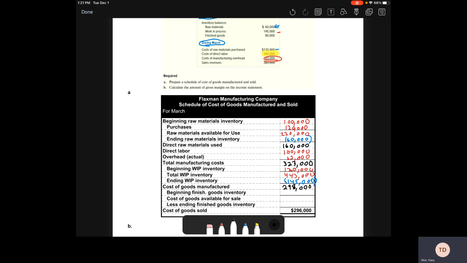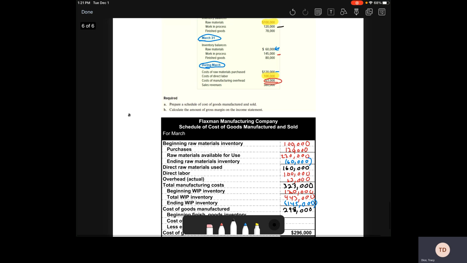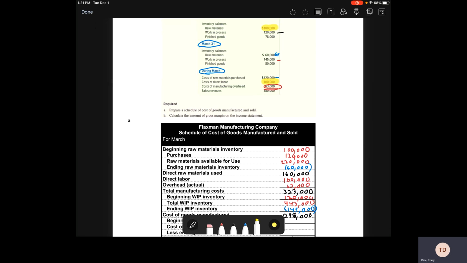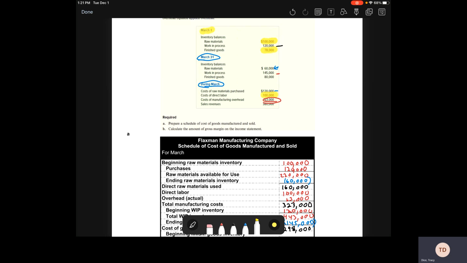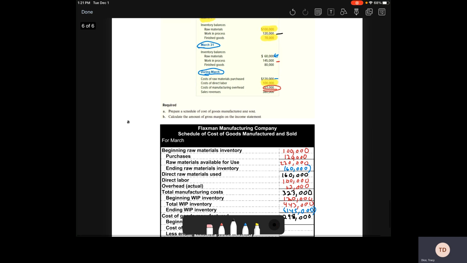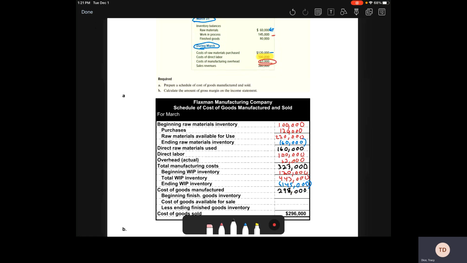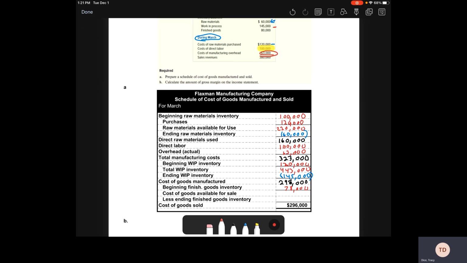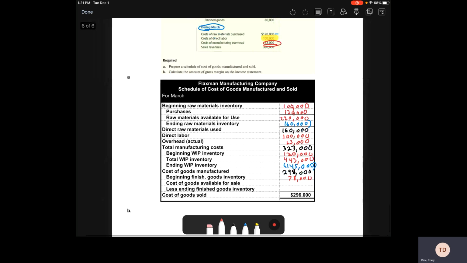Then we need to look at our beginning finished goods inventory, which is again up here under that March 1st amount. So we had $78,000 worth of finished goods at the beginning of the month. We found that we manufactured $298,000 worth of goods. So total, when we add those up, we get $376,000 worth of goods available for sale.